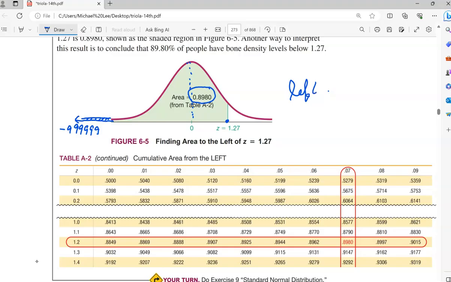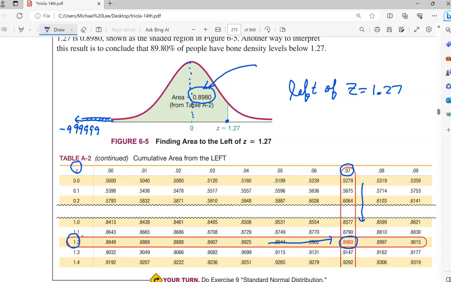So this is left of z equal 1.27. So this is 1.2, and you get one more decimal, 7. So you go to the right, come down, 0.8980. That's how they get 0.8980. But since we have a technology calculator, we're going to use the calculator, okay?